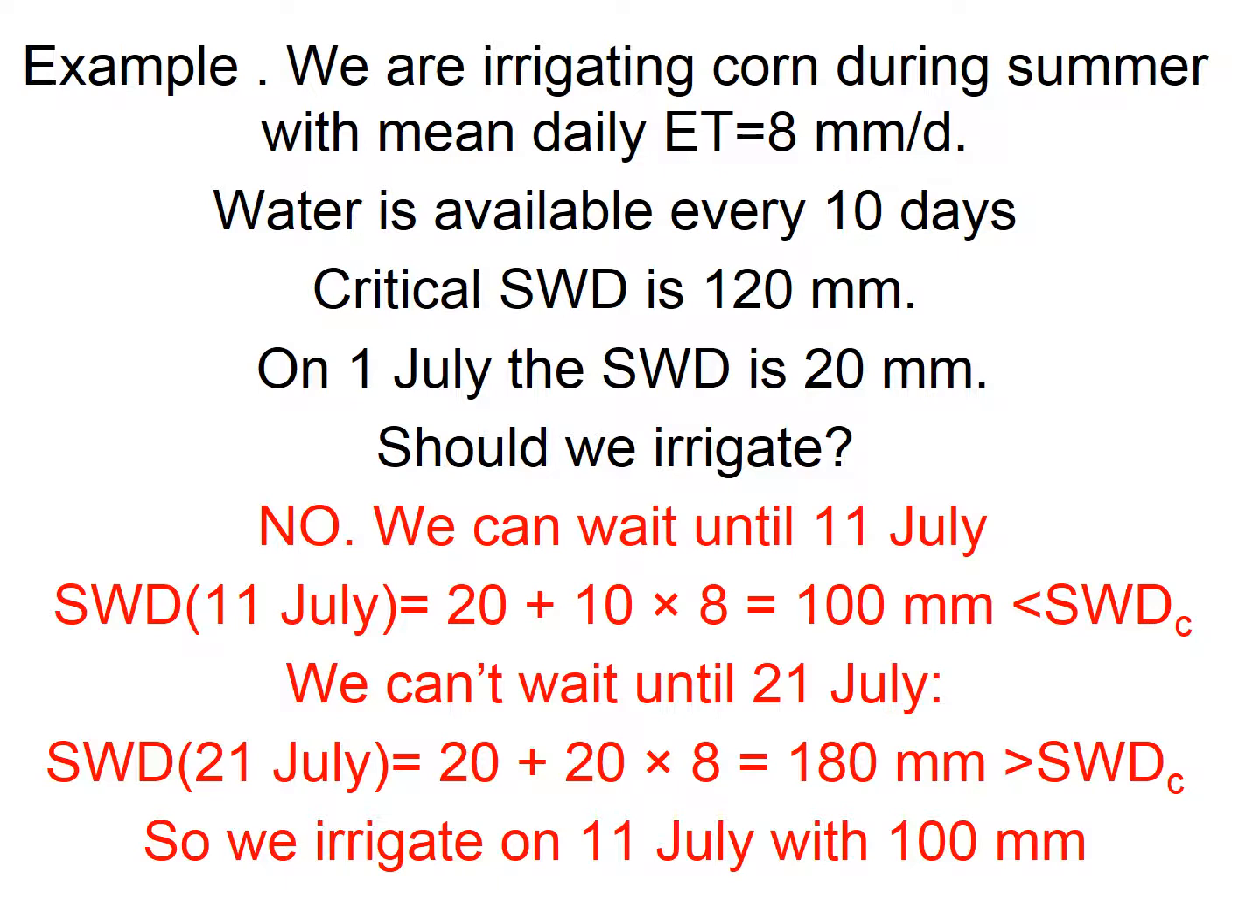We calculate the soil water deficit for July 21st as the initial value, 20, plus 20 days multiplied by 8 millimeters per day. That gives 180 millimeters, which clearly exceeds the critical soil water deficit. In summary, we should irrigate on July the 11th with 100 millimeters of water.